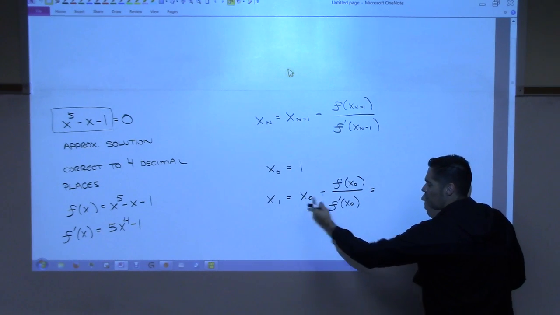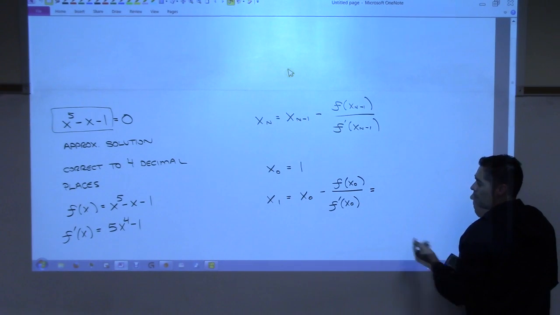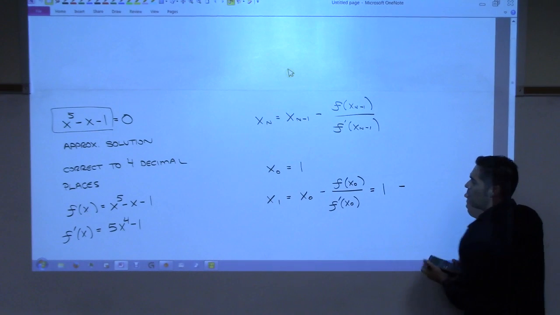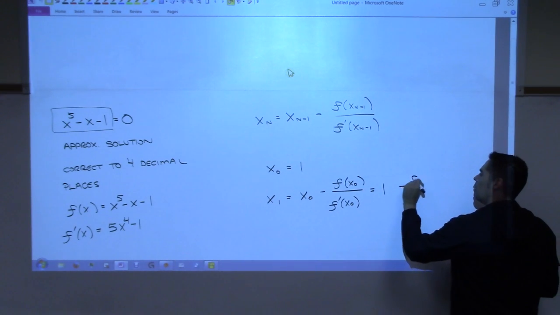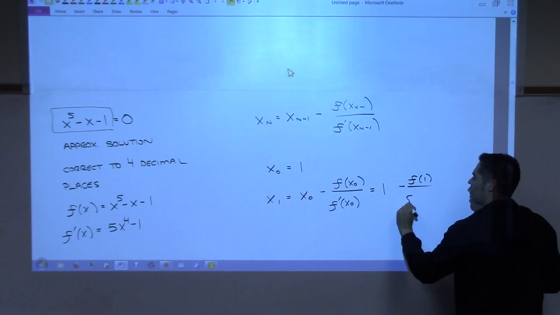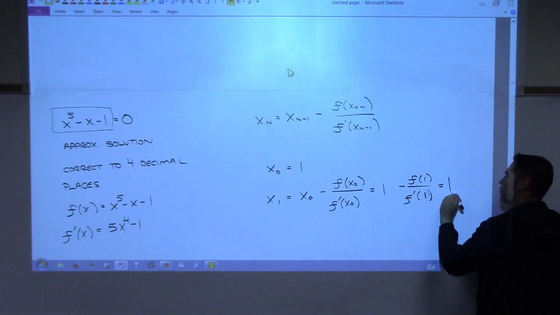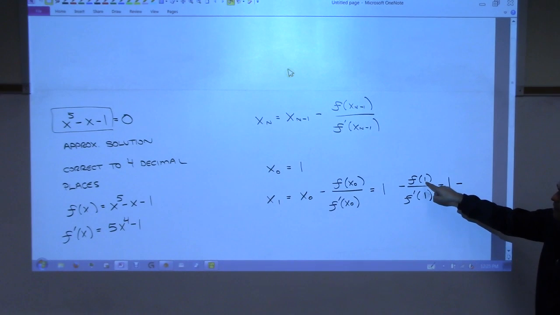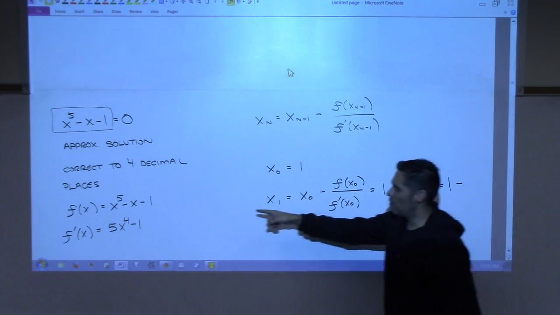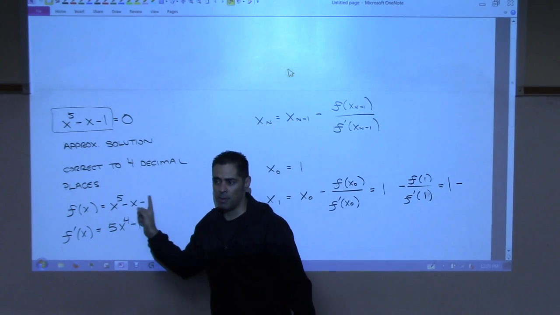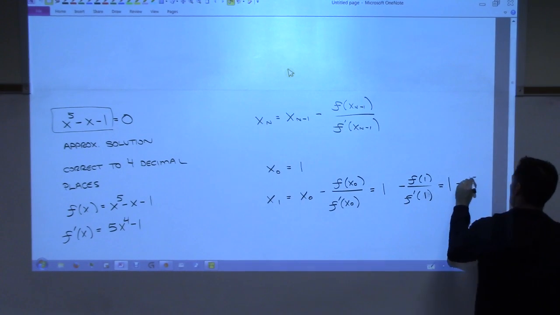What was x sub 0? It was 1. Minus, what's f of 1? We'll have to do that. And then what's f prime of 1? These might be easy. This first one might be pretty easy. What's f of 1? We've already done that. That was negative 1, wasn't it, when we plugged 1 in? So we get negative 1 on top.